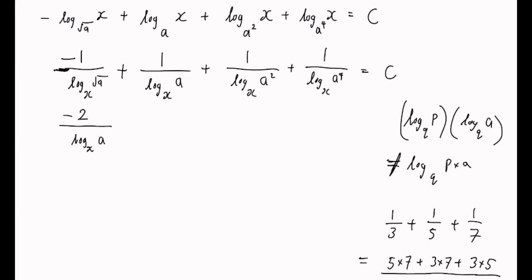Do you understand what's going on here? Is it too fast? Can you understand? 1 over half, the 2 goes on top. Is that clear? Yeah.